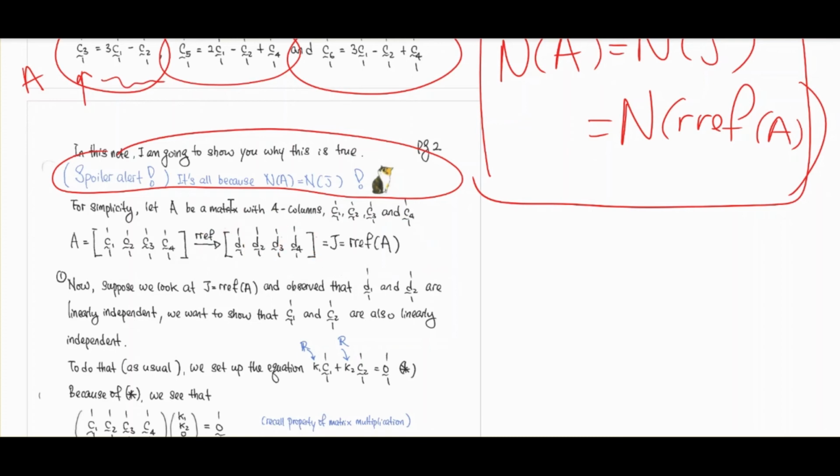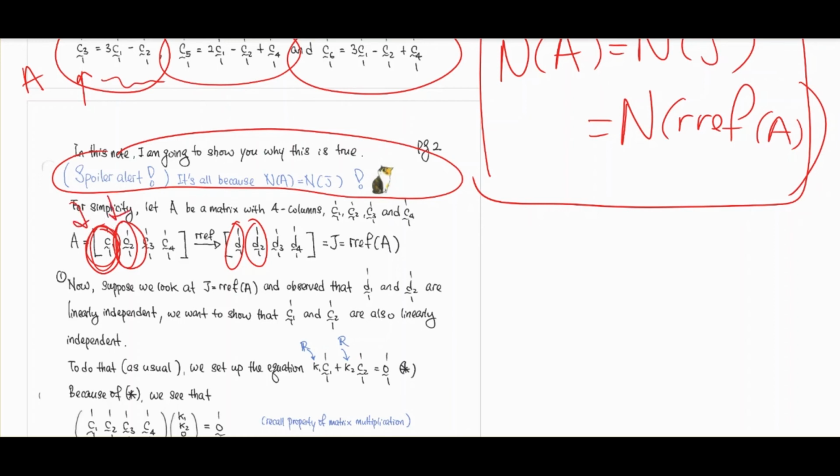All right. Now, if you observe the RREF matrix, your RREF matrix is always a matrix that's easy to work with. They have a lot of 0s and everything is nice. It's in echelon form. So suppose you look at your matrix J, you eyeball it, and you realize that your D1 and D2 are linearly independent. Now I want to show you that the corresponding column vectors for matrix A, C1 and C2, are also linearly independent.